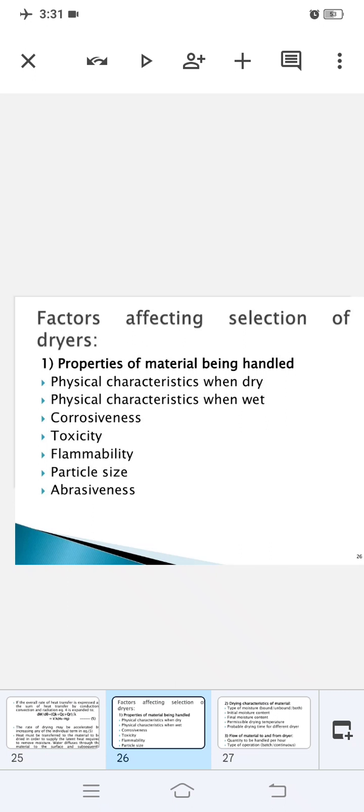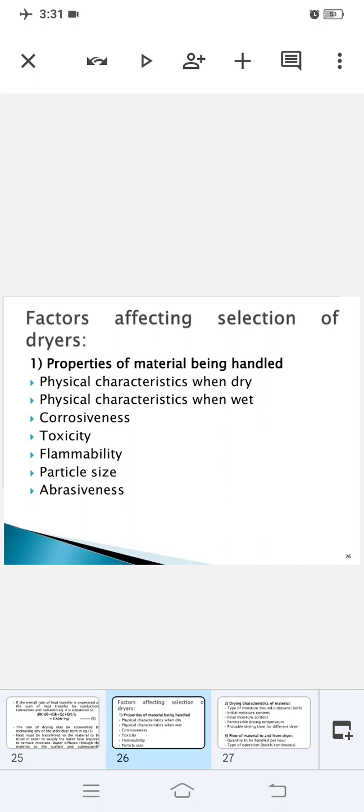First one is your static bed dryer. In a static bed dryer, what is happening? It is a system in which there is no relative movement among the solid particles being dried, although there may be bulk motion of the entire drying mass. Examples of a static bed dryer are tray dryer and freeze dryer. Nothing is getting moved.